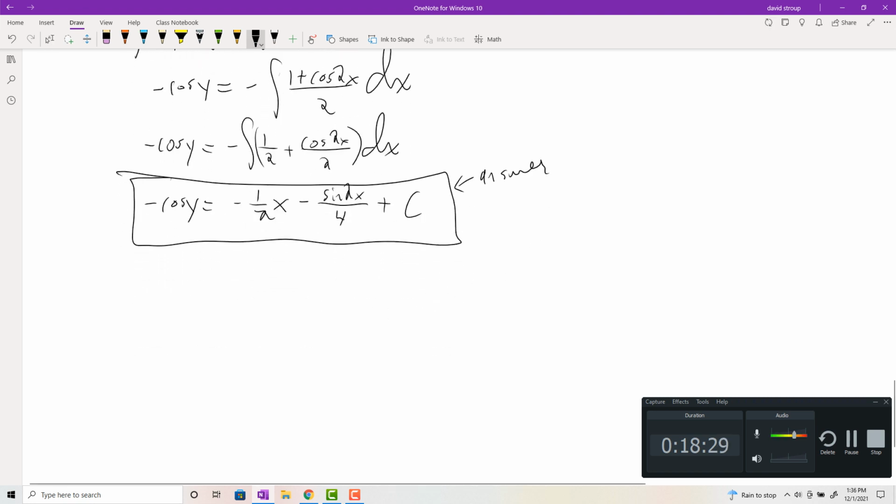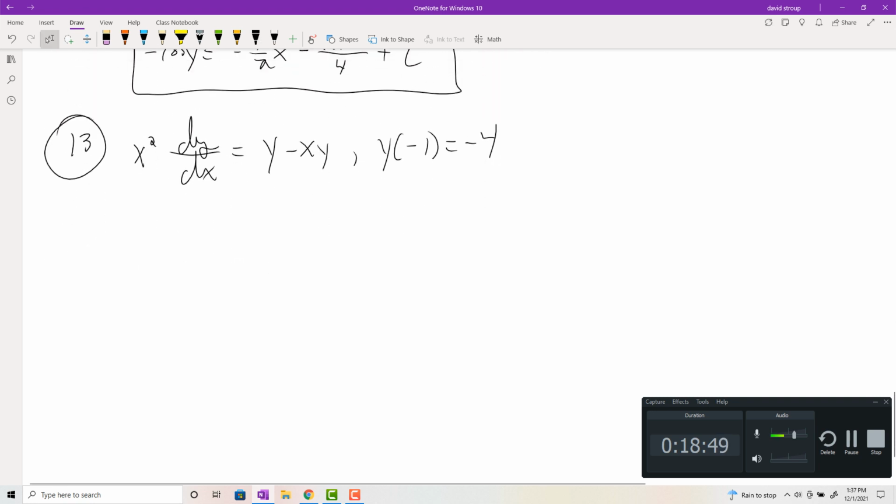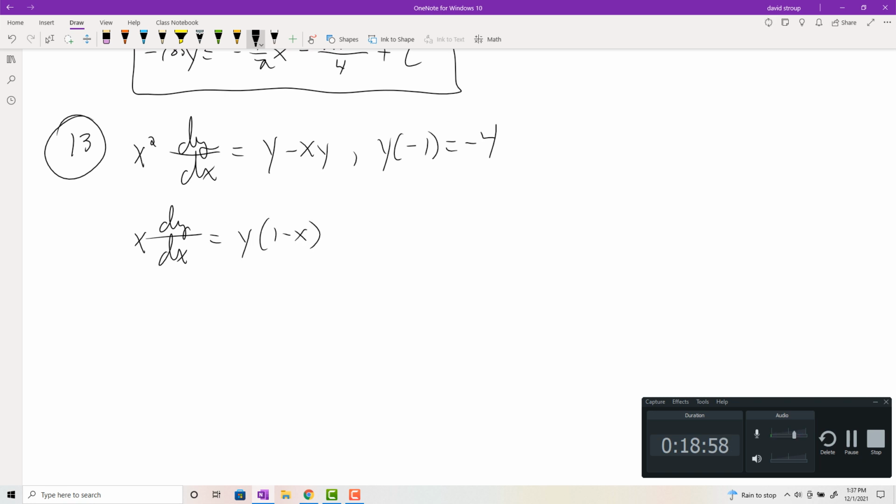Okay, on the other hand, if you have absolute values in your answer, you need to get rid of those. So number 13 is kind of an example of that. I have x squared times dy over dx equals y minus xy, and my initial condition y of negative 1 equals negative 4. Okay, so I need to separate. On the right hand side, I'm going to factor out a y, and then I'm going to divide both sides by y, divide both sides by x, multiply by dx. You get dy all over y equals 1 minus x all over x dx.